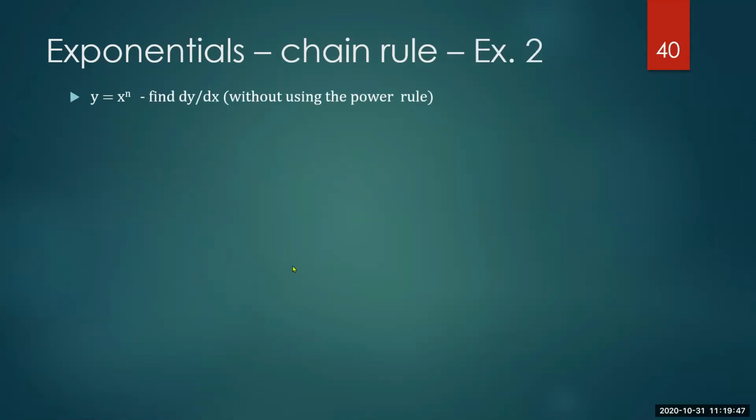Here's another example. If y is equal to x to the power of n, find dy/dx without using the power rule. Okay. So x is equal to e to the power of the natural log of x. You do need to know your rules of logs to be able to solve this problem. If x is equal to e to the power of the natural log of x, which it is by definition, then x to the power of n is equal to e to the power of n times the natural log of x.